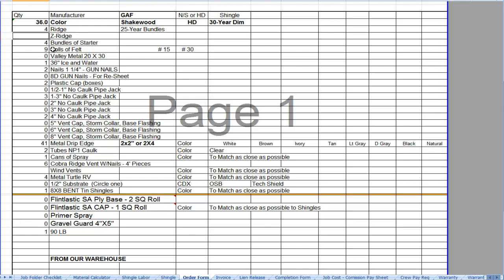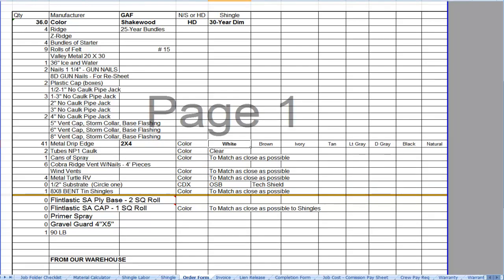So I got 4 bundles of starter, 9 rolls of felt, and the felt is 15 pound. So I went ahead and deleted the 30 pound. If you see, I got 15 here, 30 here. I just deleted the other one. Took out the valley metal because there's none. Took out gun nails. Flashing zeros there. Nothing, none of those. Okay, you'll see right here that I have 41 pieces of drip edge. I want to use 2x4 on this one, so I just delete the other one, and I want it to be white. So I'm going to make that bold and put a thicker border around it.